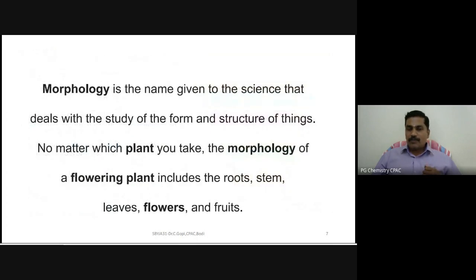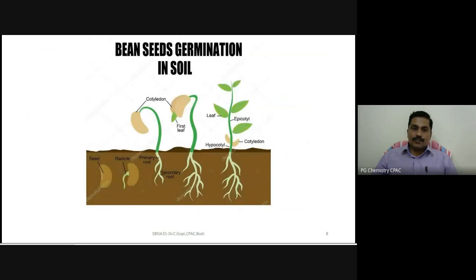So what do you mean by morphological character? The morphological character means the appearance of the plant. External appearance like stem, root, leaves, flowers, fruits. All those things are considered for the morphological character features. So this is what the seed germinates into the plant.